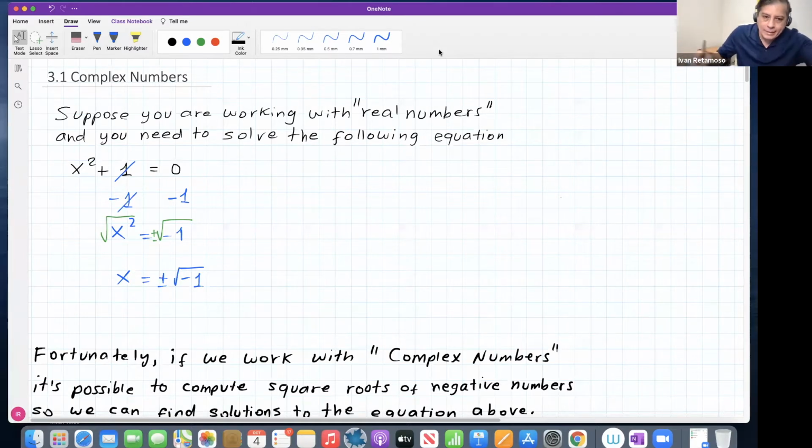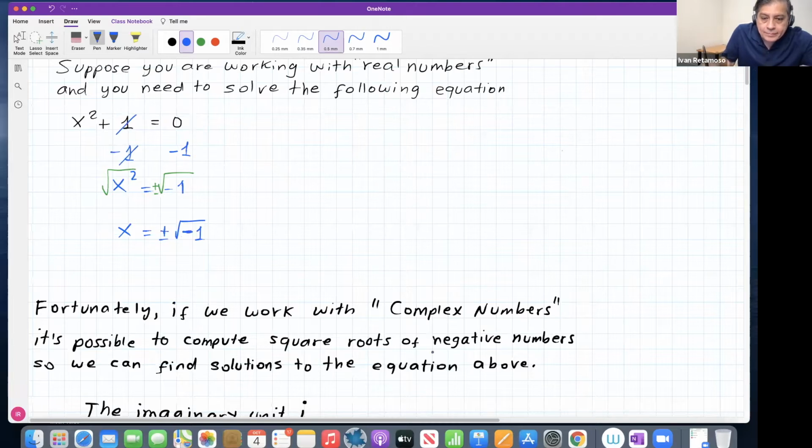Okay, so this square root of -1, again, when working with real numbers, is undefined. Mathematicians thought of it and figured out a new system of numbers called the complex numbers, where fortunately this makes sense. And how did they do it? Well, if you work with complex numbers, it is possible to compute the square roots of negative numbers so that we can find solutions when we deal with this type of equations.